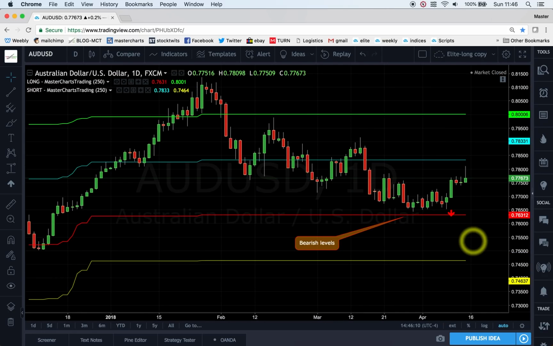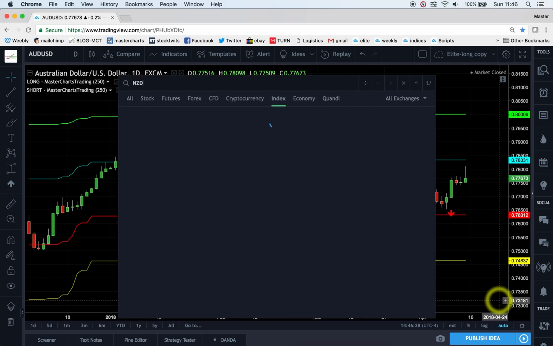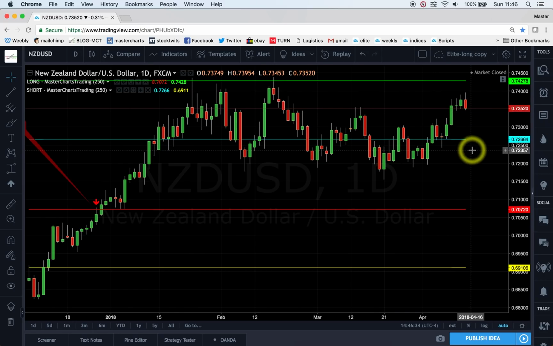Australian dollar versus US dollar, AUD, USD. This one is one of the weaker ones as well. So a break below this red line, 0.76312, could be quite bearish, and we could continue lower to this yellow line and or lower. New Zealand dollar versus US dollar looks pretty strong. This one looks strong. I would still be buying this one potentially at the blue line, 0.72664.